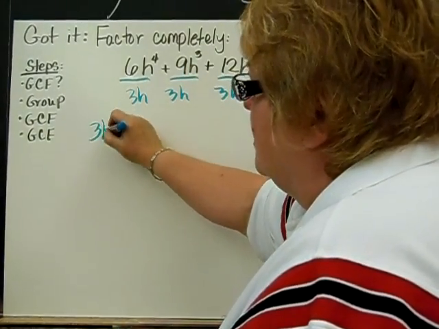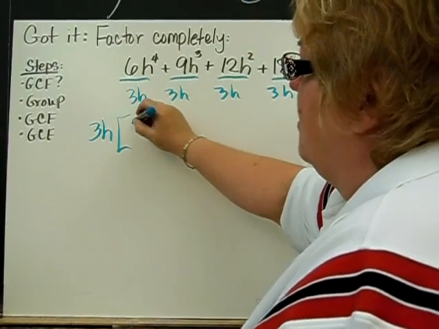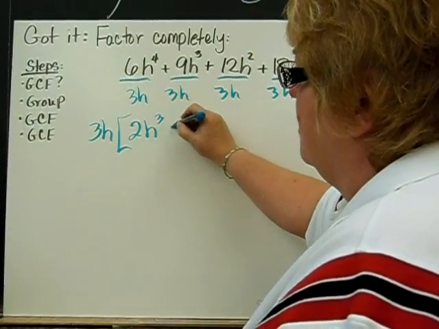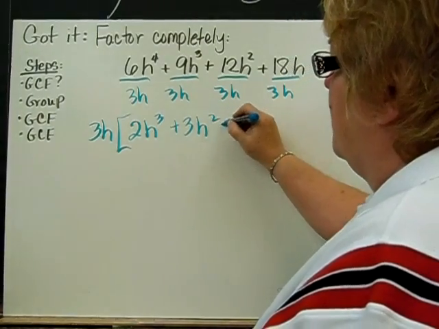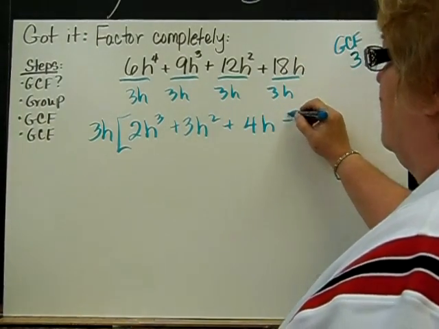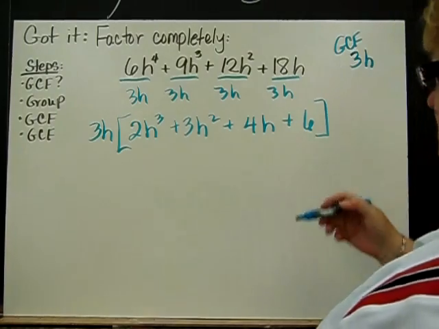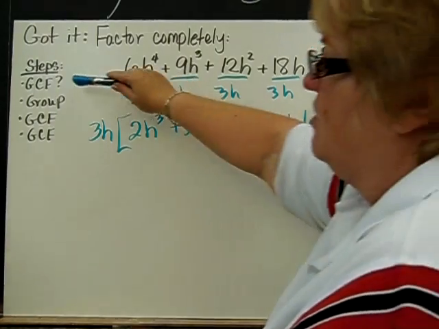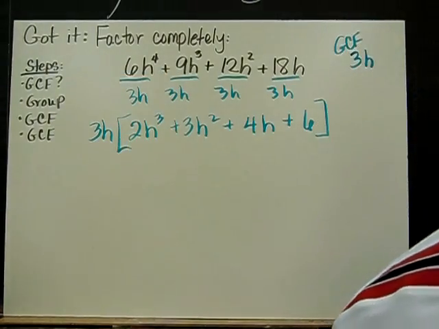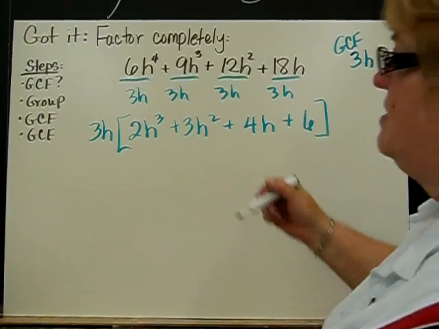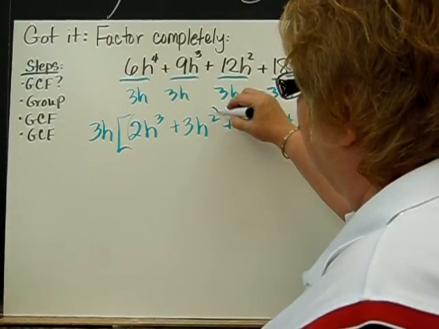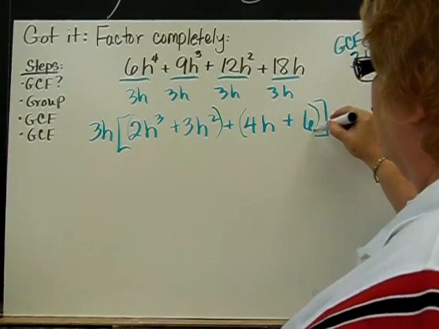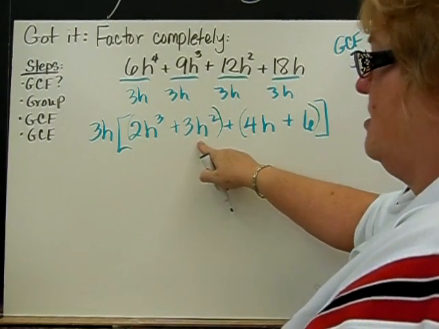Remember, the 3h is going to go out here, and we'll have 2h to the third plus 3h squared plus 4h plus 6. So we've done the greatest common factor right there. The next step is to group these 2 at a time and look for a greatest common factor just here.